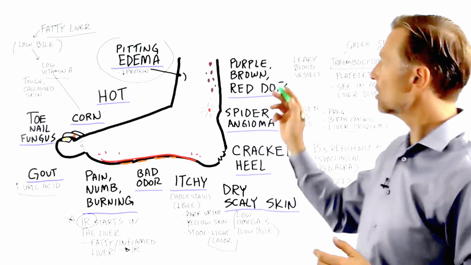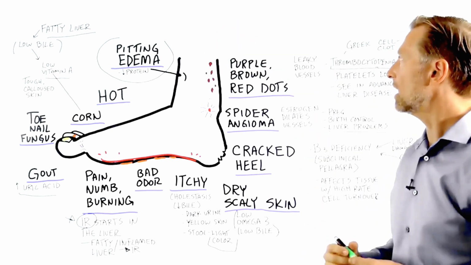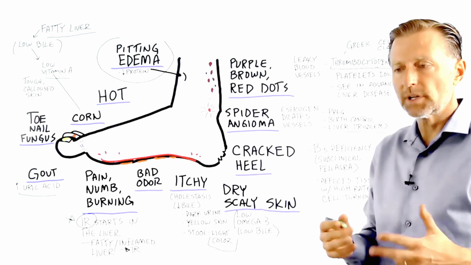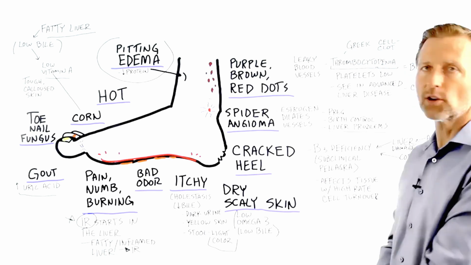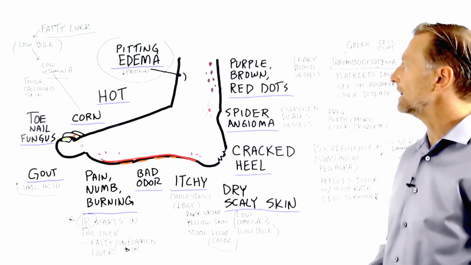All right, let's start with these purple, brown, red dots on the lower part of the legs. What's going on here is we have leaky blood vessels, okay? Now, there's a medical term, which I'm going to introduce you to. It's a big word, but I'll define it. It's called thrombocytopenia, okay? This condition usually occurs with a liver problem.